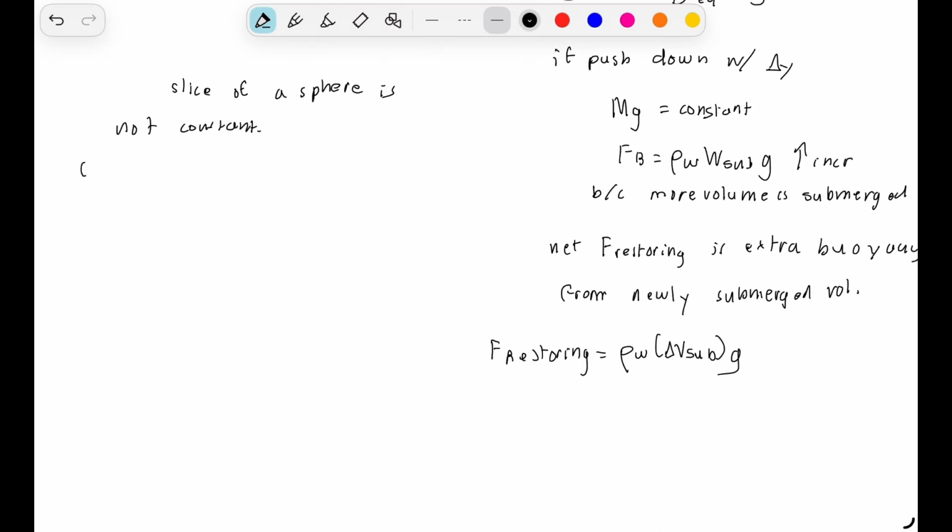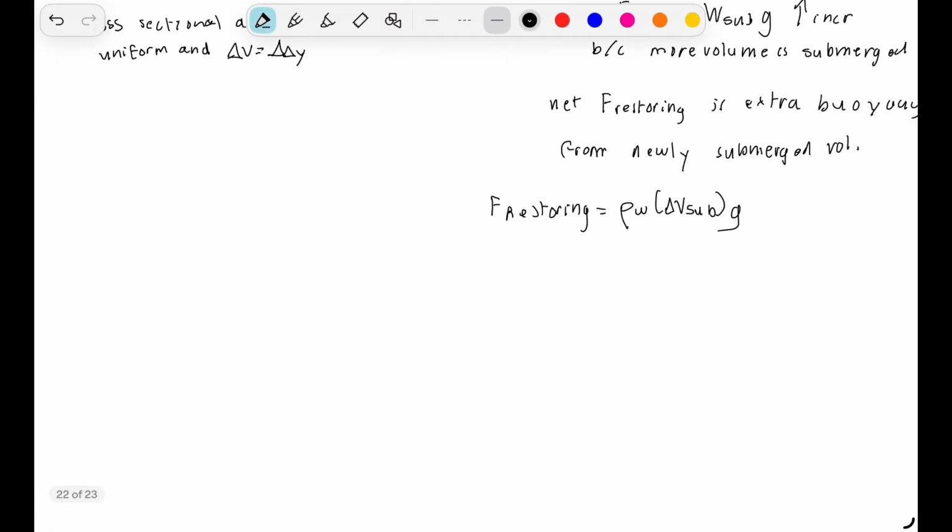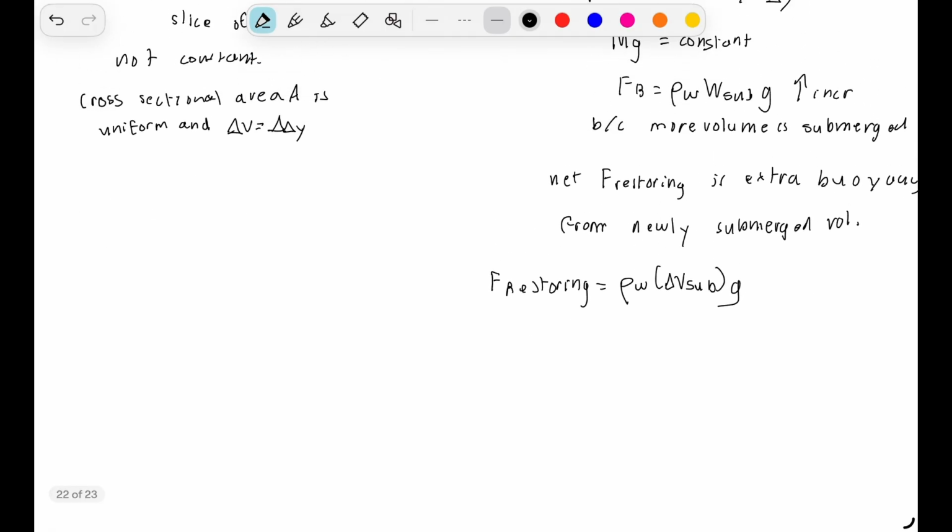Where our cross-sectional area A is uniform, and also delta V is equal to A delta Y. When you have the sphere, a sphere is going to have a changing cross-sectional area.